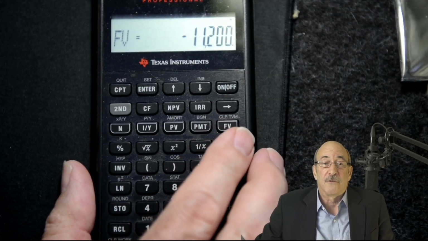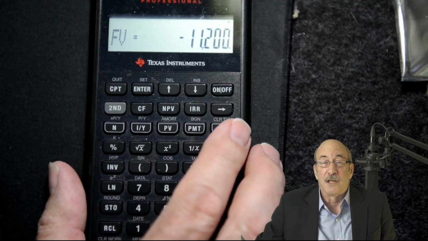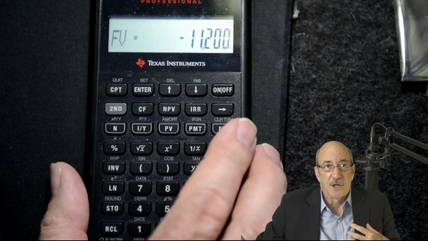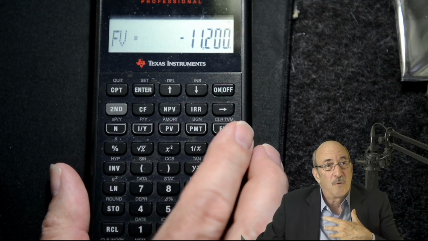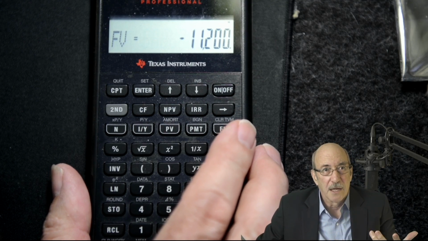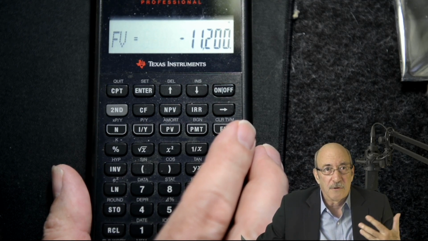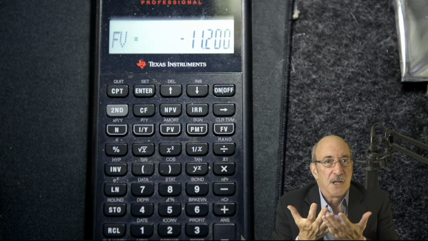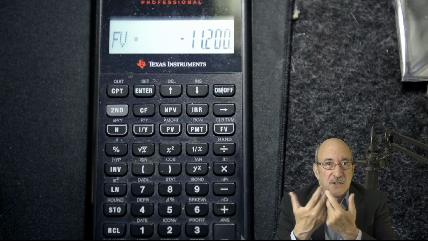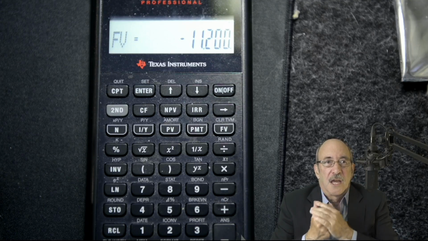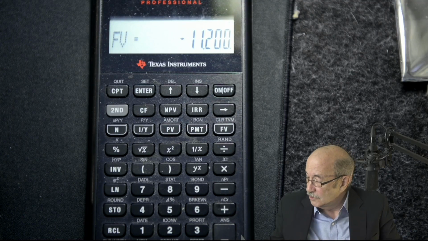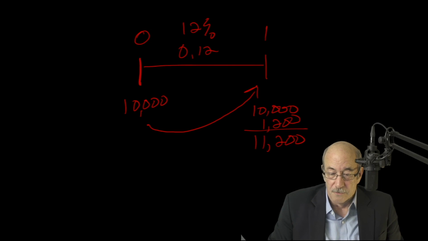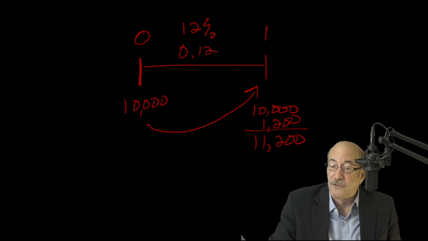There's our 11,200. And of course, the negative sign out in front of that just tells us if we had $10,000 coming in, say this was a loan at 12%, then we would have to pay back the 10,000 plus the 1,200, or a total of 11,200. We can just flip the signs on it. If we're lending $10,000, then that would be a negative cash outflow, and then the cash inflow would be a positive $11,200. All right, so good enough on that. Now, let's get back to the slides.